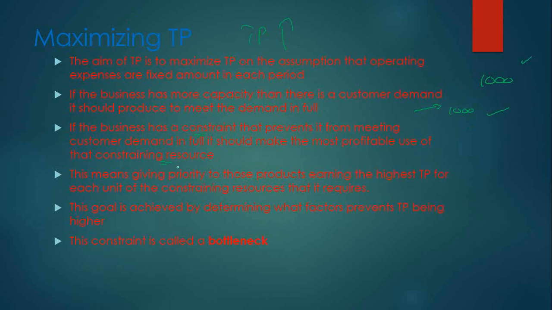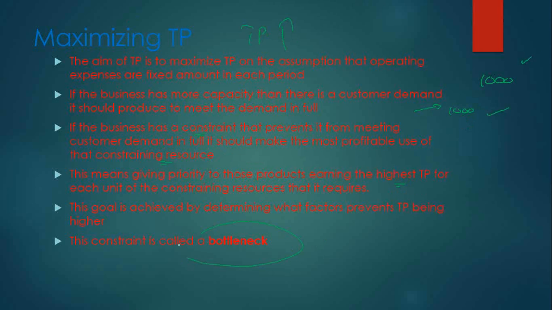But on the other hand, if you have a constraint, you must look at that constraint, and that constraint must be maximum. So that means we have to look at what is the product that is going to give you the highest TP, and that is achieved by what factors prevents TP being higher. So this constraint, we call it a bottleneck. What is a bottleneck? Bottleneck is something which is preventing me from meeting the demand, the total demand. That is what we call a bottleneck.